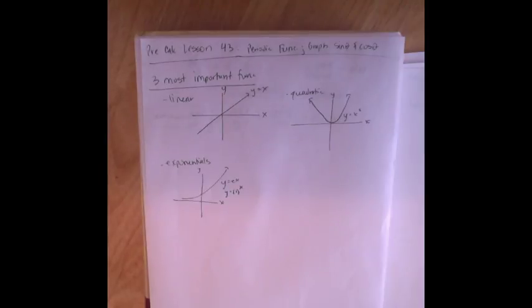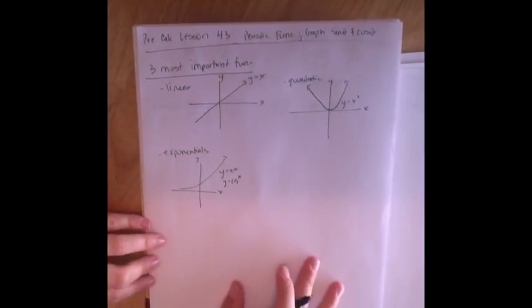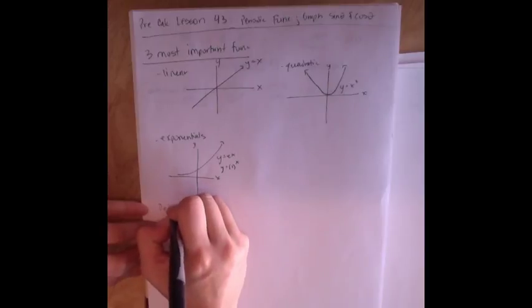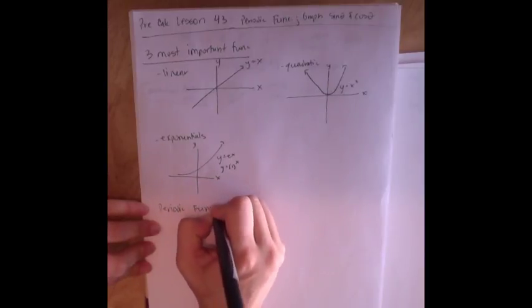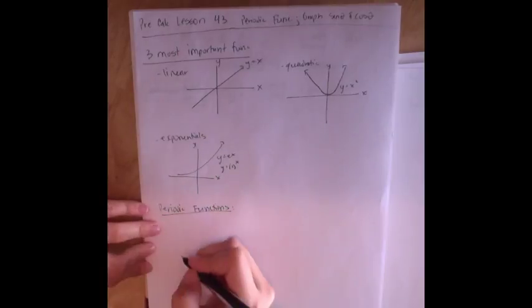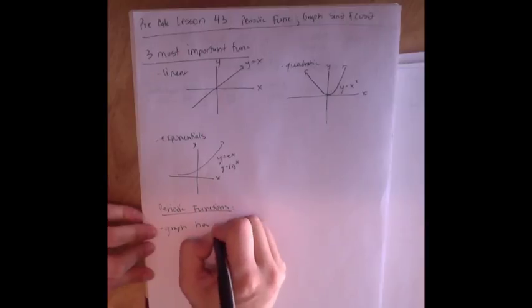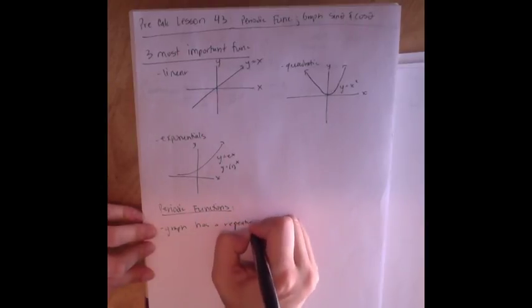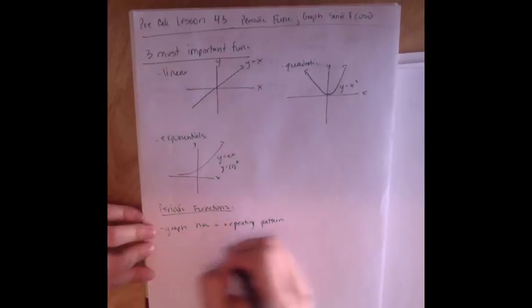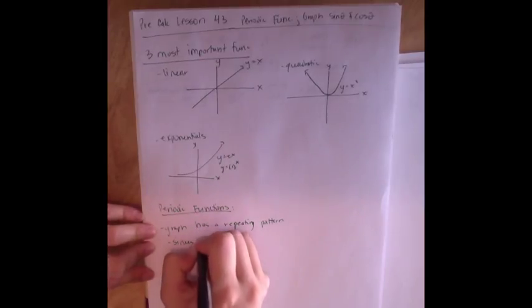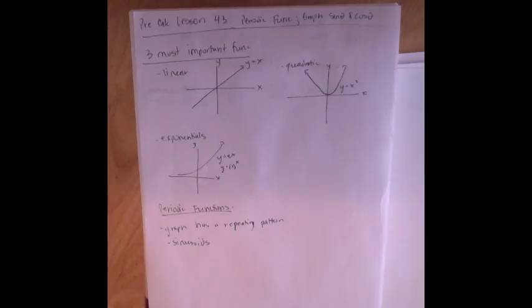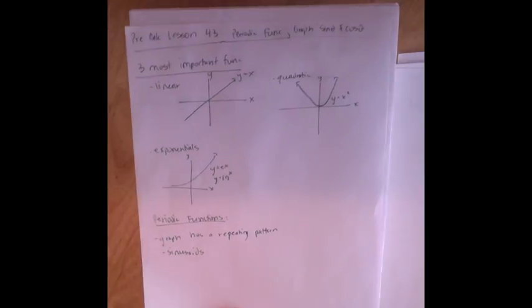Okay? Now, we're going to talk about a new type, periodic functions. A periodic function is a function where the graph has a repeating pattern, and we call these sinusoids. Okay? Now, the typical sinusoids we talk about are sine theta and cosine theta.